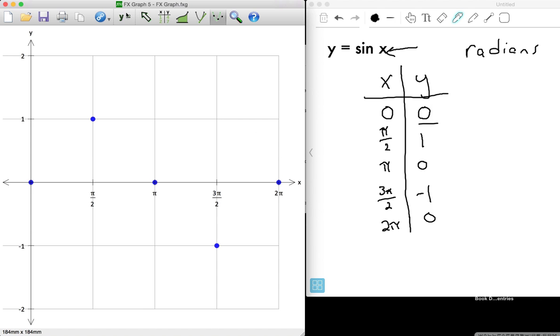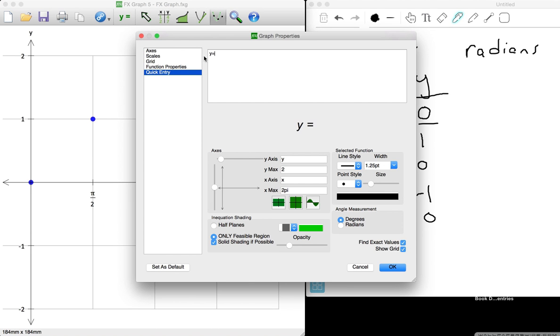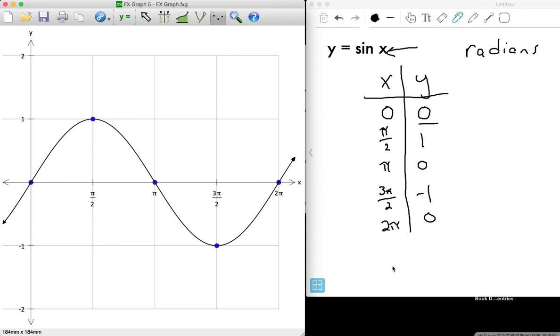I'll cheat a little and let the computer do it for me. I'm going to tell it that I'm measuring in radians, so it knows what I'm doing. And when I say OK, you see the graph. Now, as you've taken in class, you know this graph continues to the left and right forever. But these are the 5 points that you should concern yourself with when you're trying to draw your first version of the parent graph. From those 5 points, you can continue the pattern forever to the left and right.